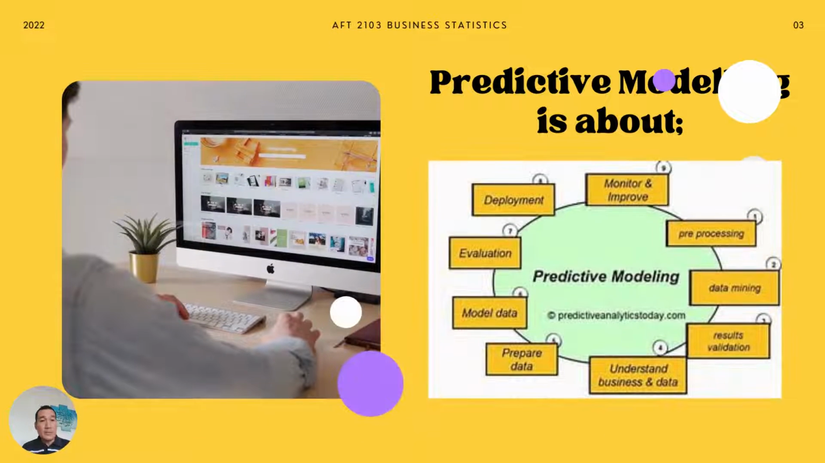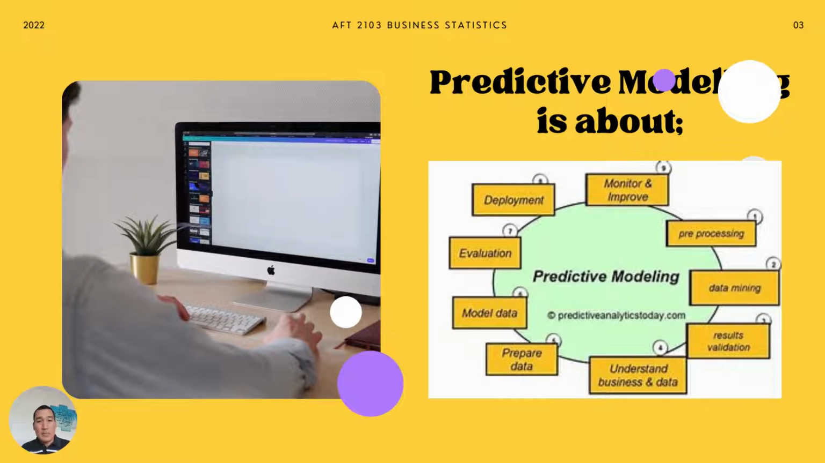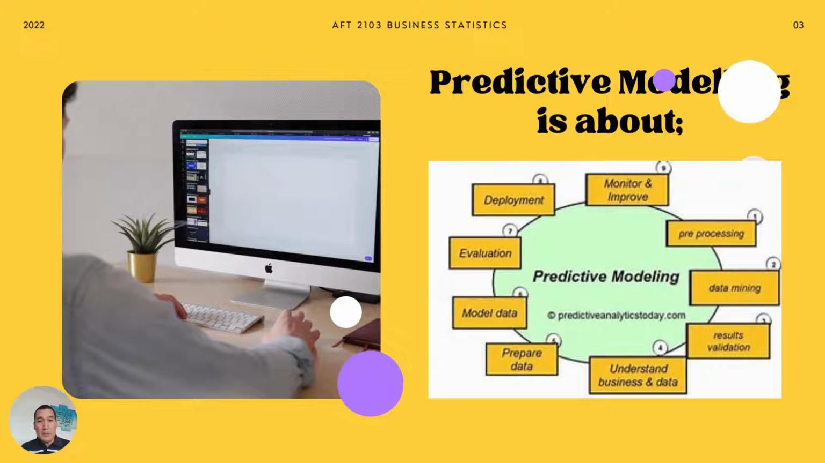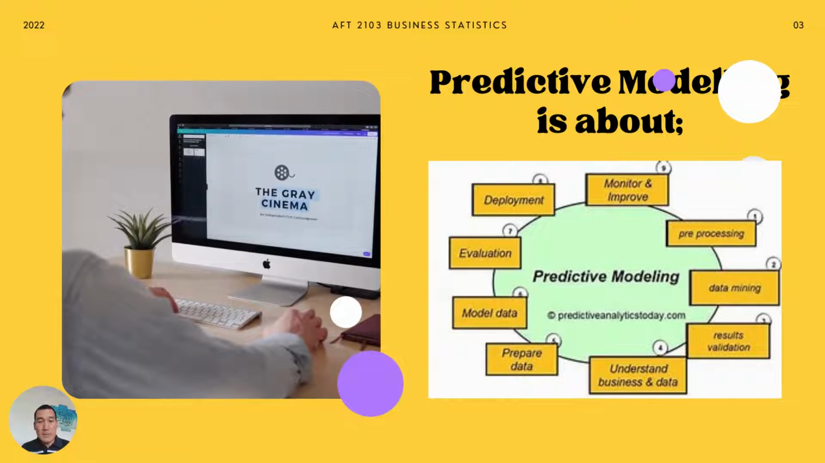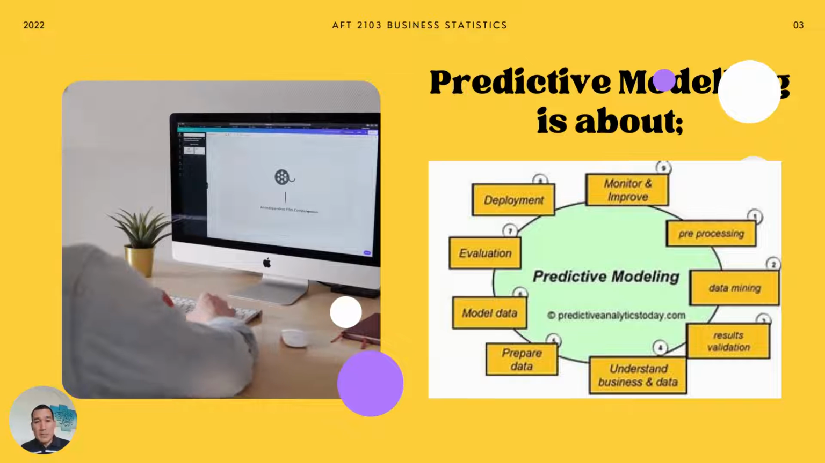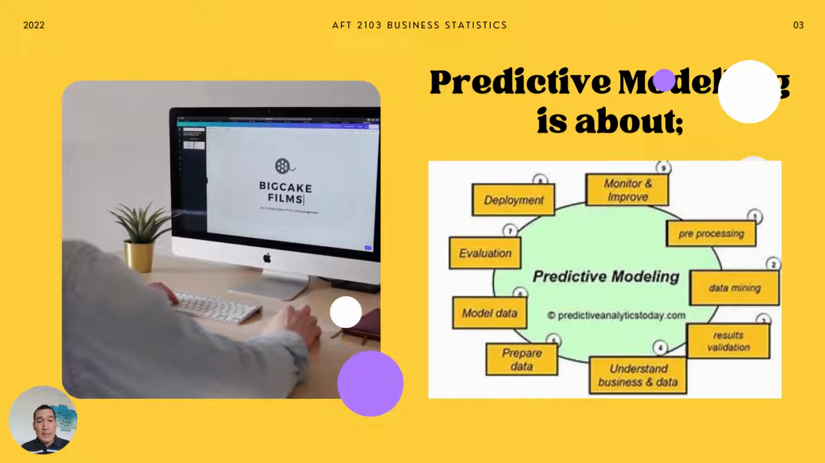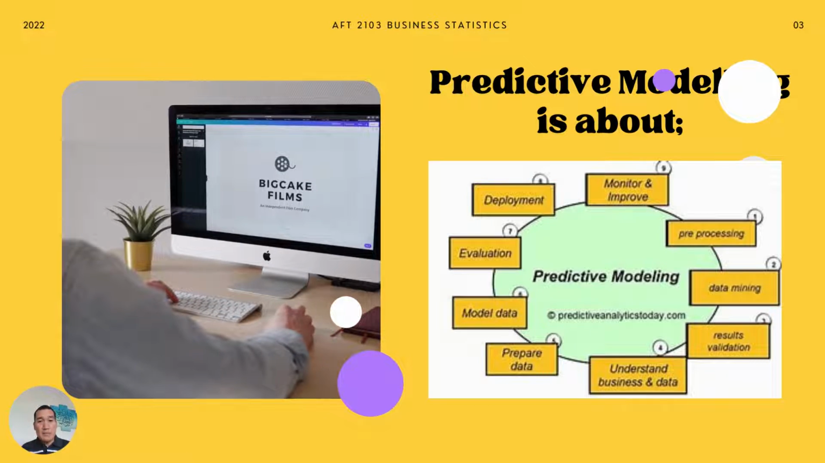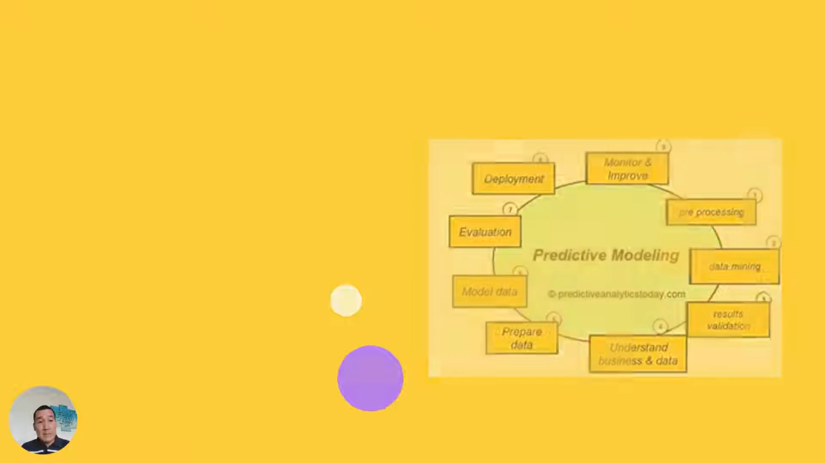On another side, we can see that predictive modeling is about deployment, monitoring and improving, as part of processing data, data mining, and also multi-validation of results, and understanding business and data. Another part also, we focus more on preparing data, the types of models, evaluation, and also deployment. So this is what we call the criteria of predictive modeling.